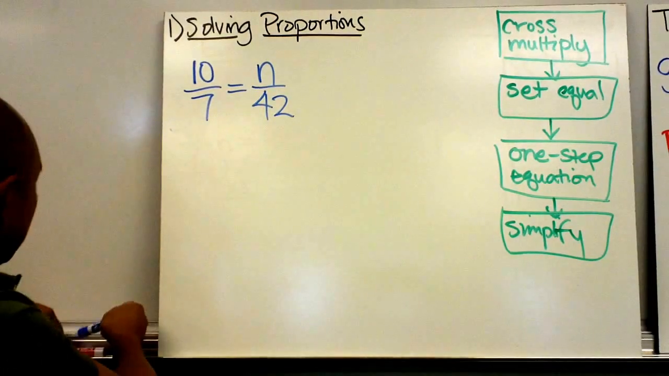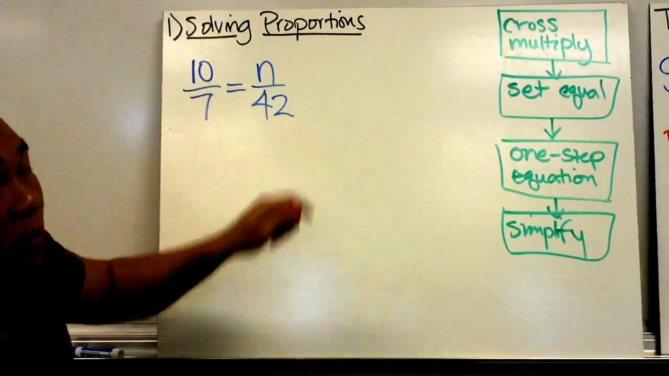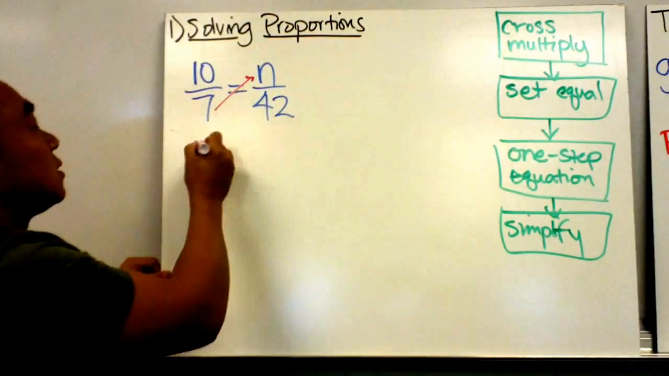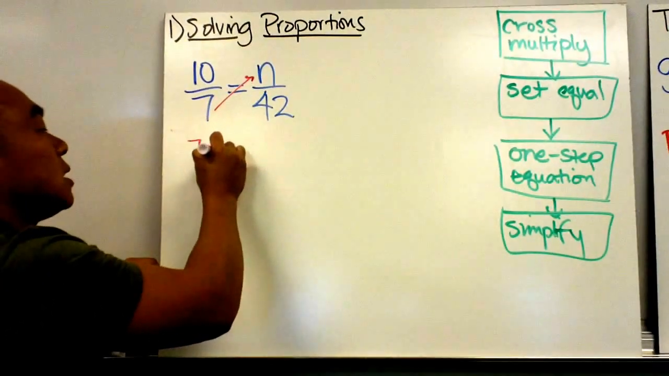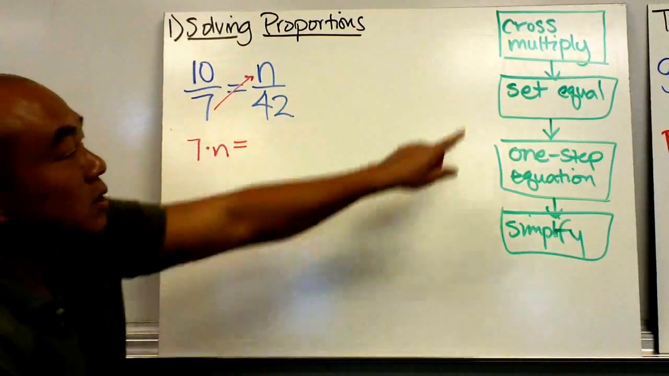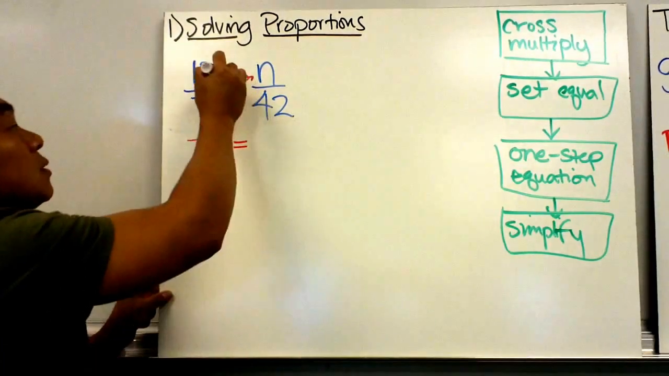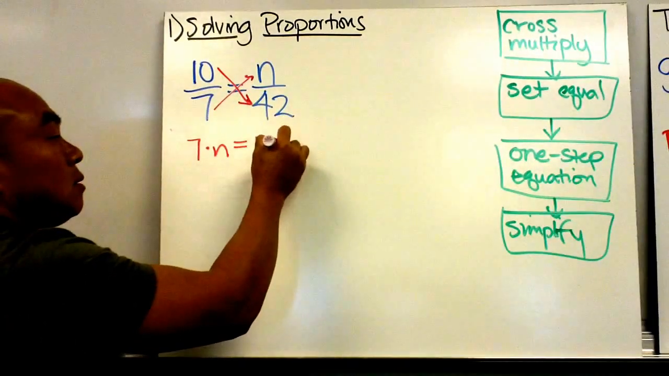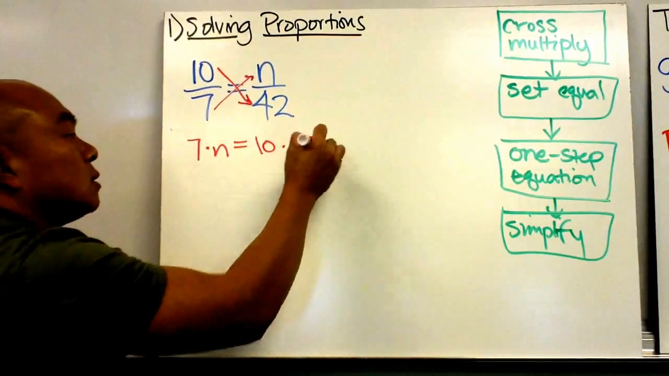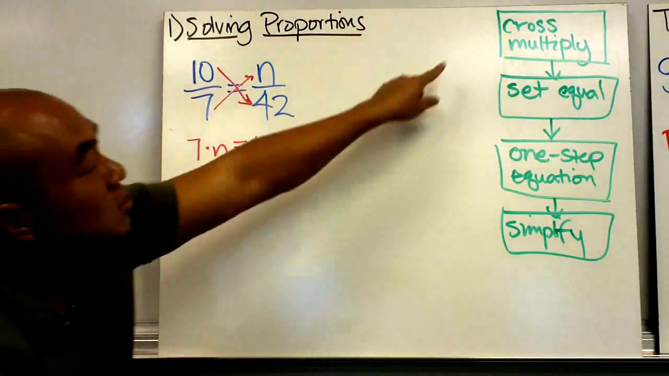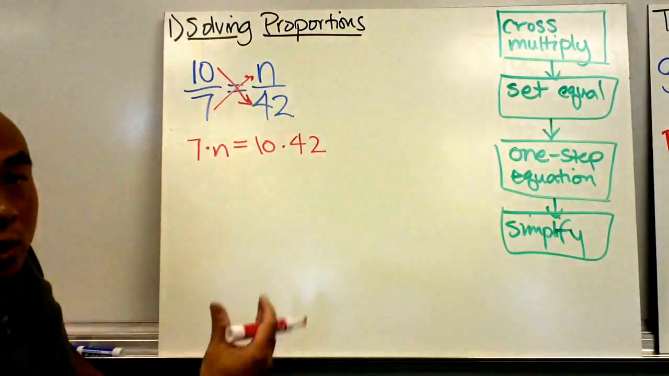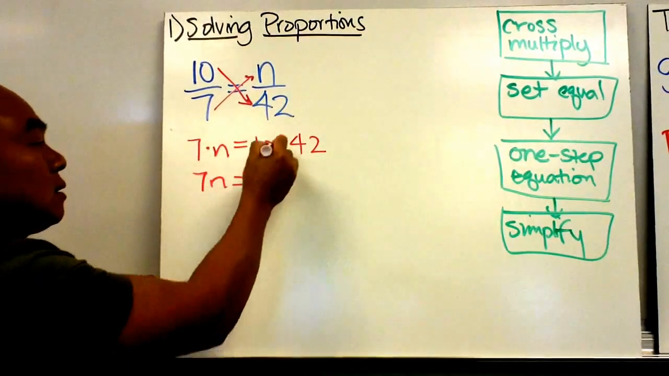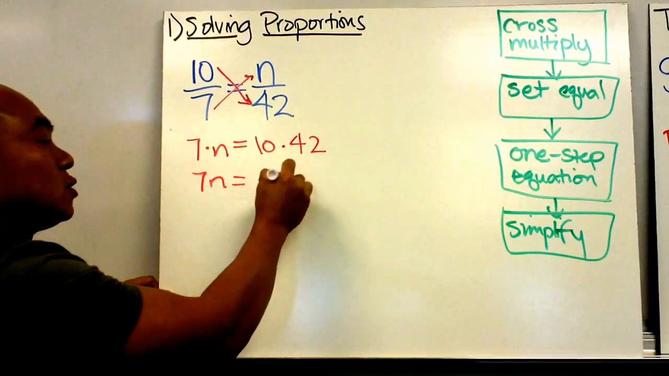So let's start off right here. We're going to first of all cross multiply. So I'm going to cross multiply 7 to n. That's going to give me 7 times n. We're going to set them equal to the other side, cross multiplied, 10 times 42. So that's our first step here, which is to cross multiply. Now we're going to go ahead and simplify this part out. 7n is equal to 420.